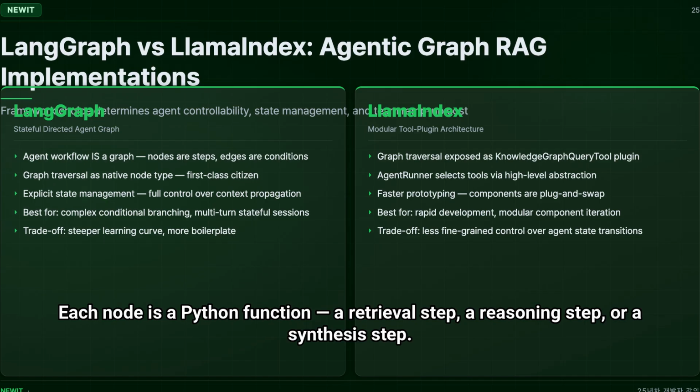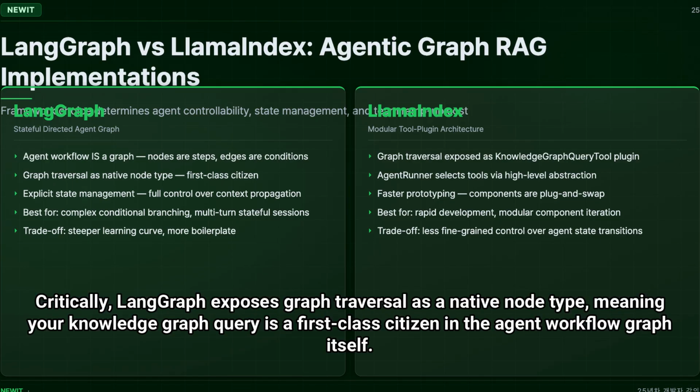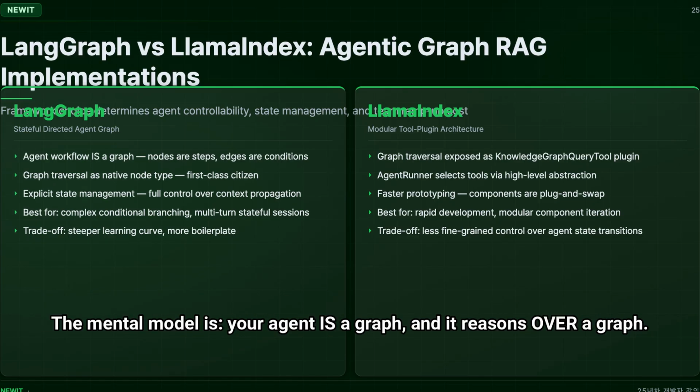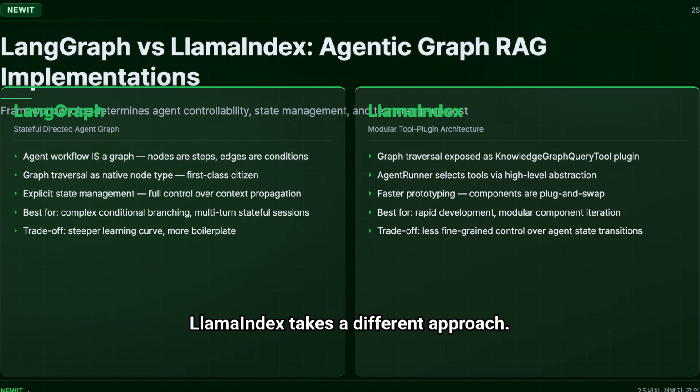Each node is a Python function, a retrieval step, a reasoning step, or a synthesis step. Each edge is defining conditional routing logic. LangGraph exposes graph traversal as a native node type, meaning your knowledge graph query is a first-class citizen in the agent workflow graph itself. The mental model is: your agent is a graph, and it reasons over a graph. This architectural elegance comes with a steeper learning curve and more explicit state management overhead.